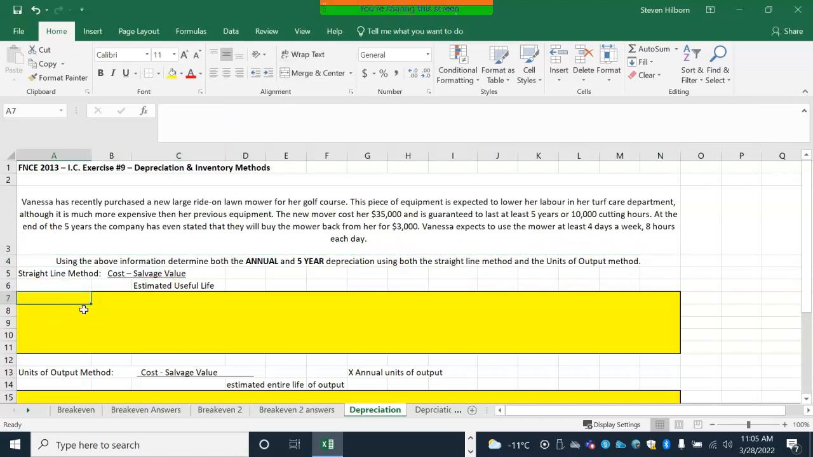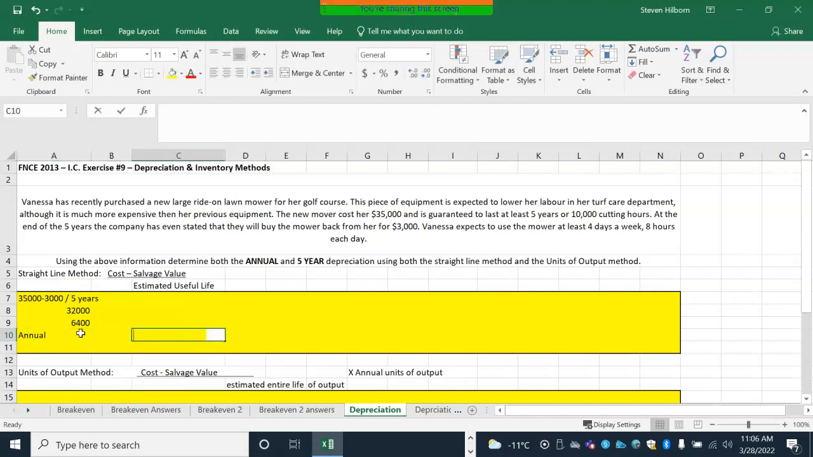So this one here, we know our formula. It's our cost, $35,000, minus our salvage value of $3,000, divided by the estimated useful life, which is 5 years. So 35,000 minus 3,000 is 32,000, and then 32,000 divided by 5. You can do that in a single formula line, but you have to put brackets in there. So $6,400 is the annual.